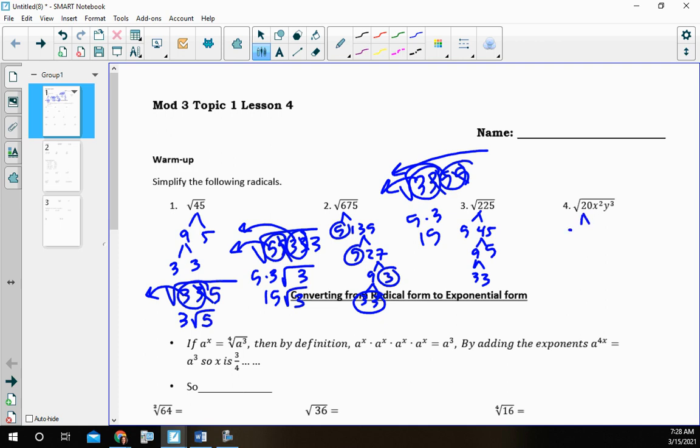Okay, go ahead and break this into 5 and 4, 2 and 2. So 5, 2, 2, and then I have 2 x's, 3 y's, because remember, we can pair variables the exact same way we can pair numbers. So I'm going to pair, escape, death, escape, death, escape, death. So I have a 2, an x, and a y that came out. I have a 5 and a y left.